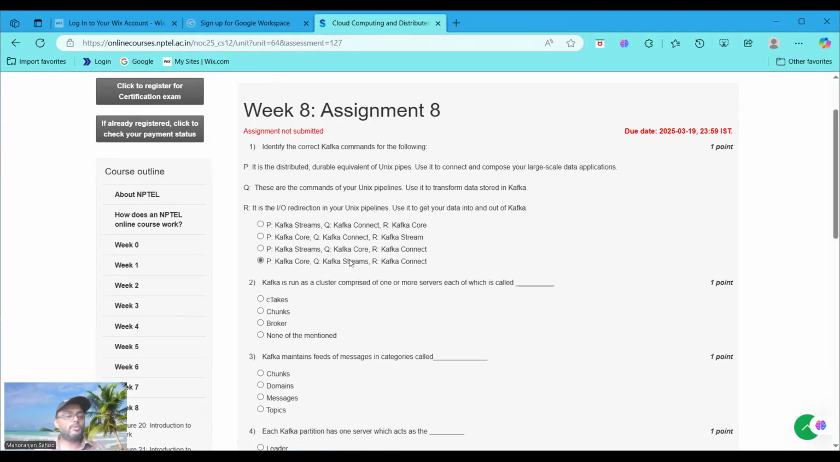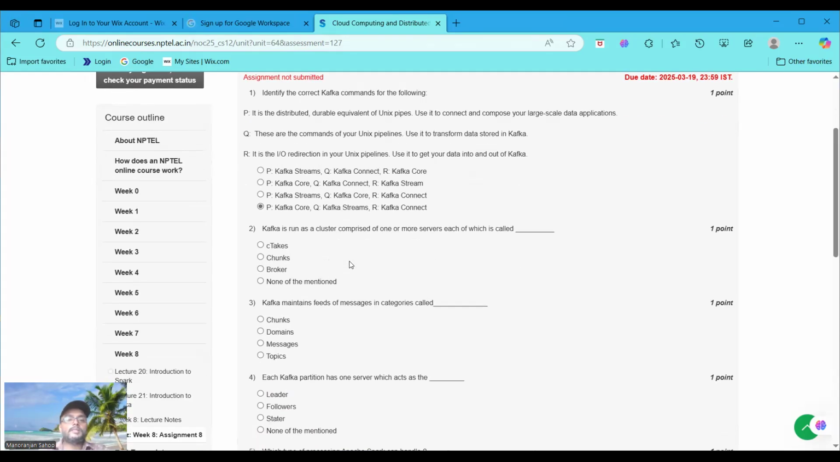Now, moving to question number 2. Question 2 is asking: Kafka is run as a cluster comprised of one or more servers, each of which is called a what? Each of which is called a broker. In Apache Kafka, a cluster consists of one or more servers. A cluster means a group of things or a group of computers. Each server is referred to as a broker, which manages the storage and distribution of messages across the partitions.